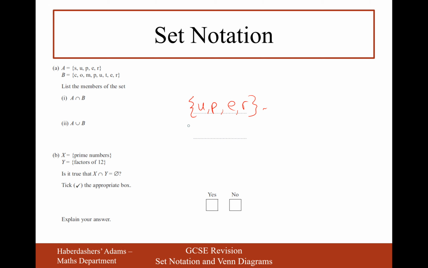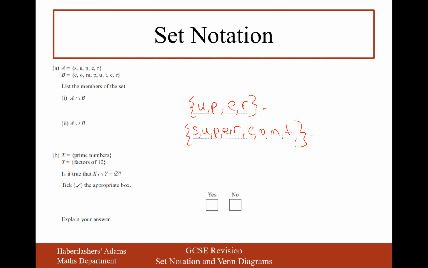List the elements of the set A or B. So that's letters that are in either of the two sets. So super, C, O, M. P's already in there, U's already in there, T is not in there yet, E's already in there, R's in there.